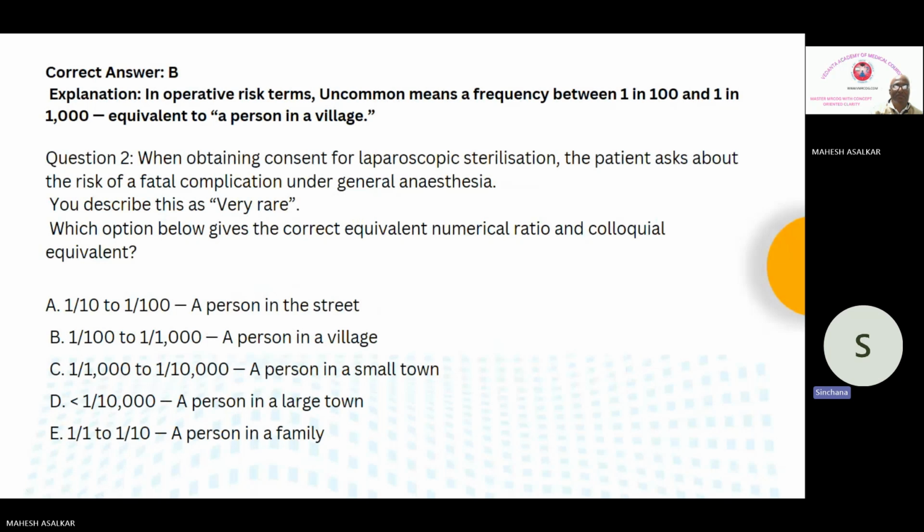Which option below gives the correct equivalent numerical ratio and colloquial equivalent? It will be D, less than 1 in 10,000, a person in a large town. Actually, very rare. These questions are very simple, but sometimes we get confused. That is why I'm covering specifically these 2-3 questions. Now the subsequent topic will be more confusing.